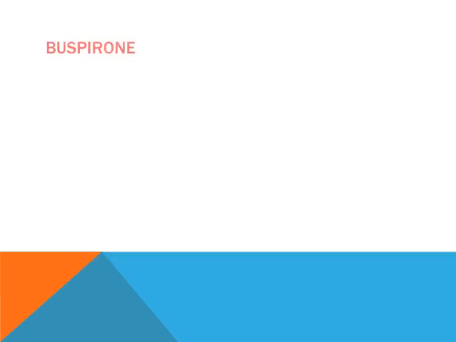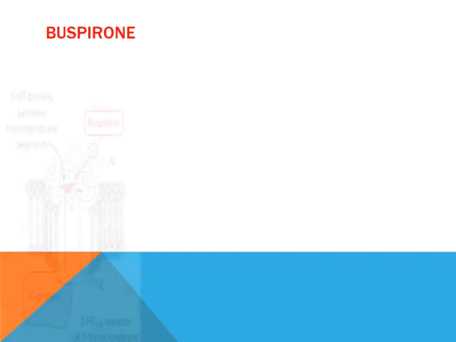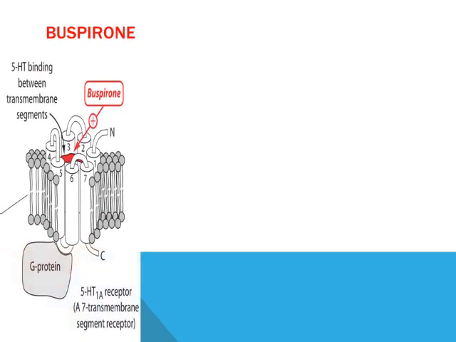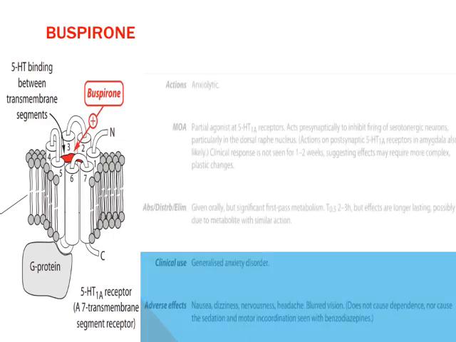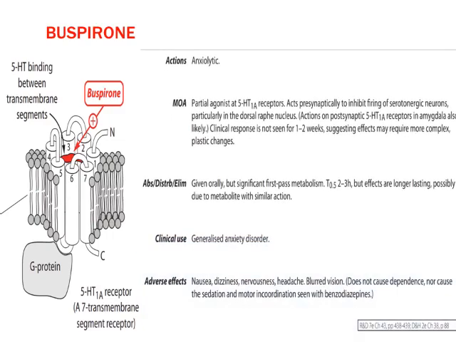So now let's talk about buspirone. Buspirone is not a GABA type of drug. It has an impact on the serotonergic transmission, and it's a partial agonist at 5-HT1A receptors. As you know, a partial agonist has a duality of effects. On the one hand, a partial agonist is obviously a stimulant, but on the other hand, in the presence of a full agonist, it behaves like a blocker.